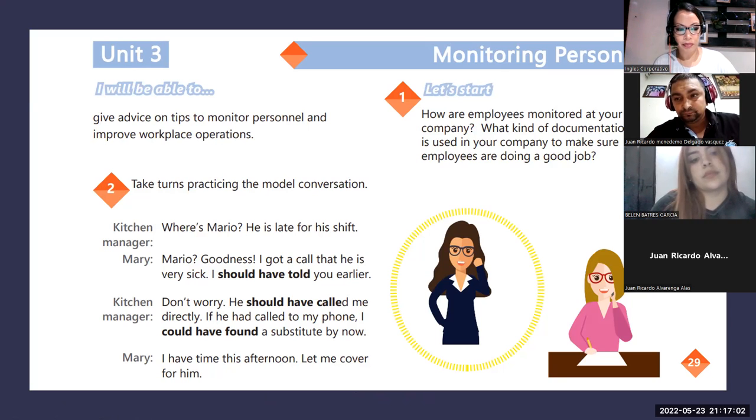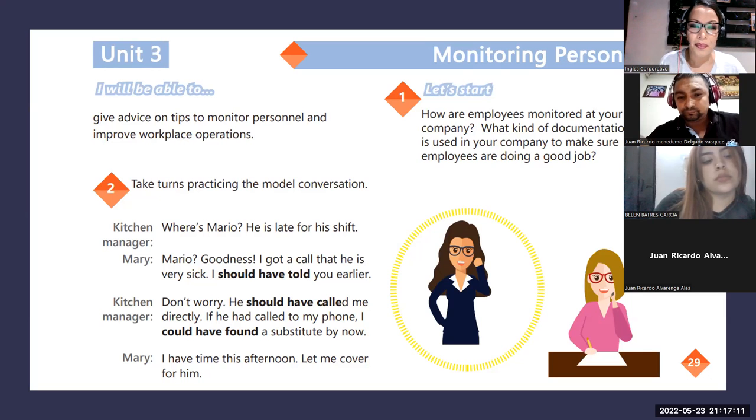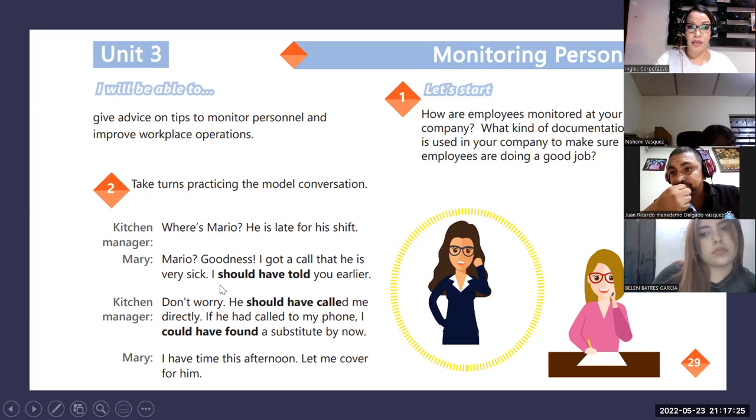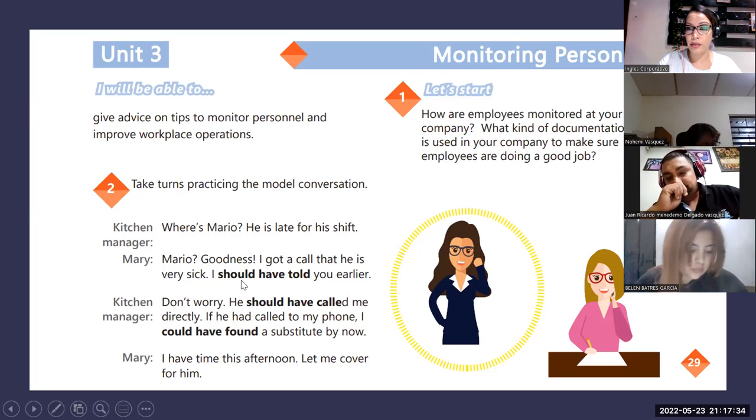Any other question? No questions? Okay. Question. Yes, Juan Ricardo Menedemo. Should have tall. ¿Qué significa? Ok, en este caso el should, acordémonos que es como para expresar consejos, recomendaciones, etcétera. El auxiliar should no tiene una traducción en sí como textual. Igual, ¿verdad? Ya no deberíamos estar pensando en traducciones textuales.